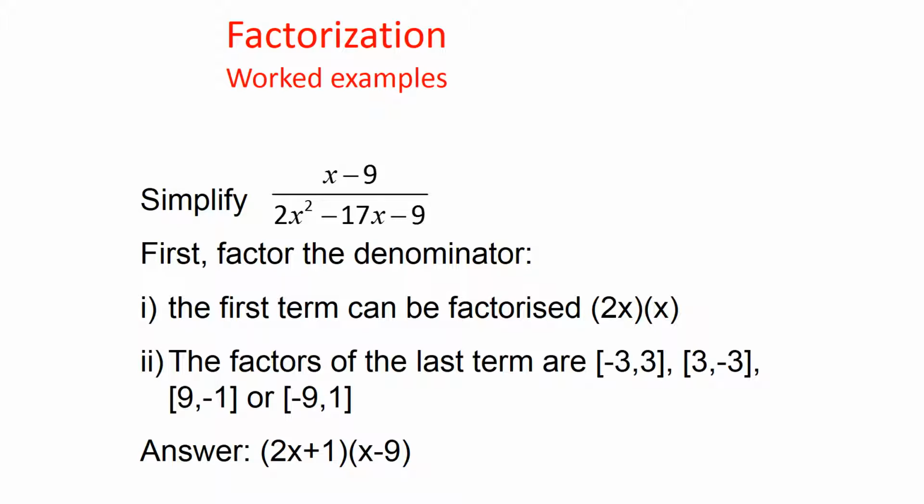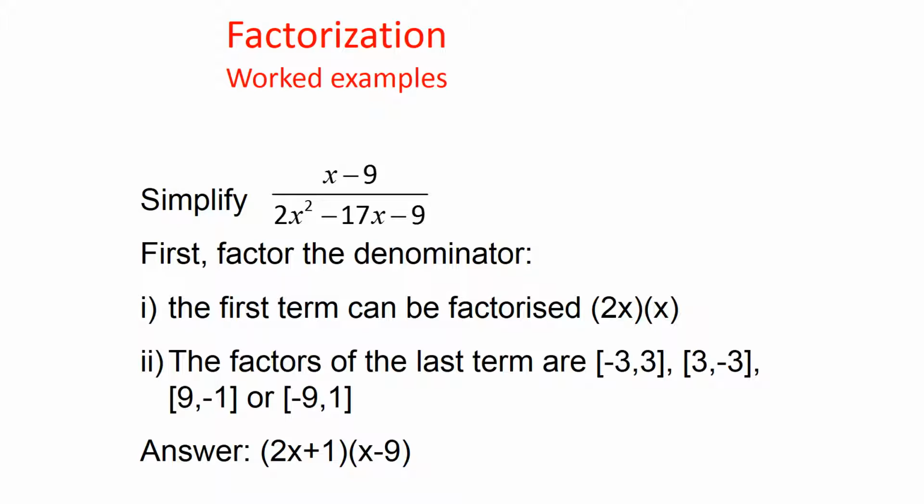In this case, the answer is this down here, 2x plus 1 times x minus 9. And if we start to work through why that is, we're timesing 2x times minus 9, which is going to give us minus 18x. And the 1 times plus x is going to give us plus 1x. So minus 18x plus 1x is going to be minus 17x, and that's what we started with.